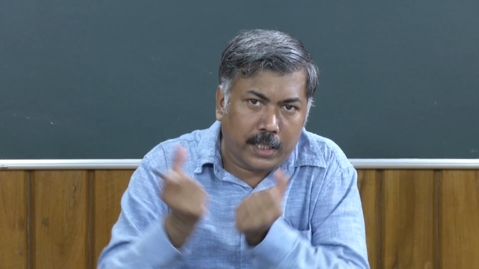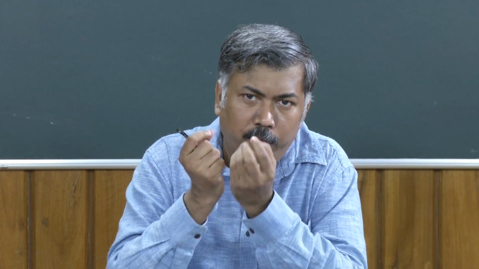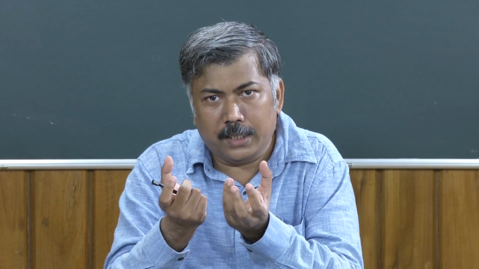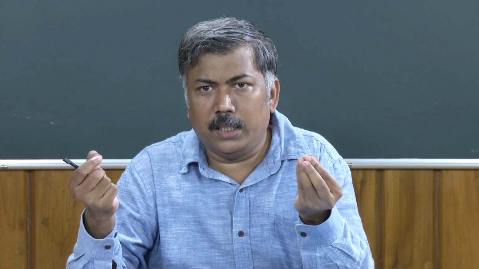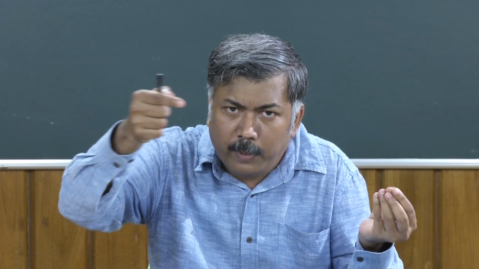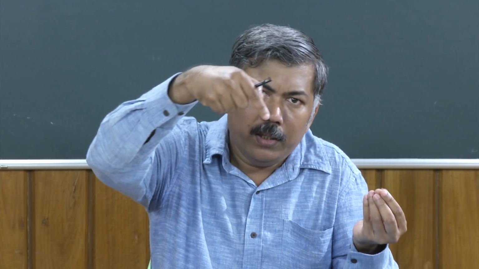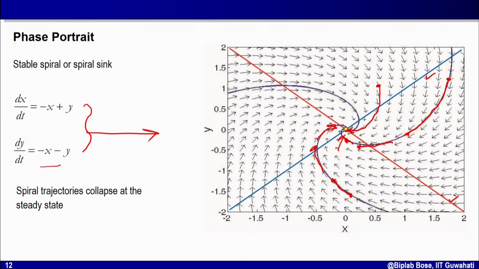So obviously this steady state is stable because it is sucking everything towards it. If you are at that steady state, you will stay at that steady state. But if you are disturbed from this steady state, you will follow the spiral trajectory, and with time you will again collapse to that steady state. So this is a stable spiral or spiral sink.